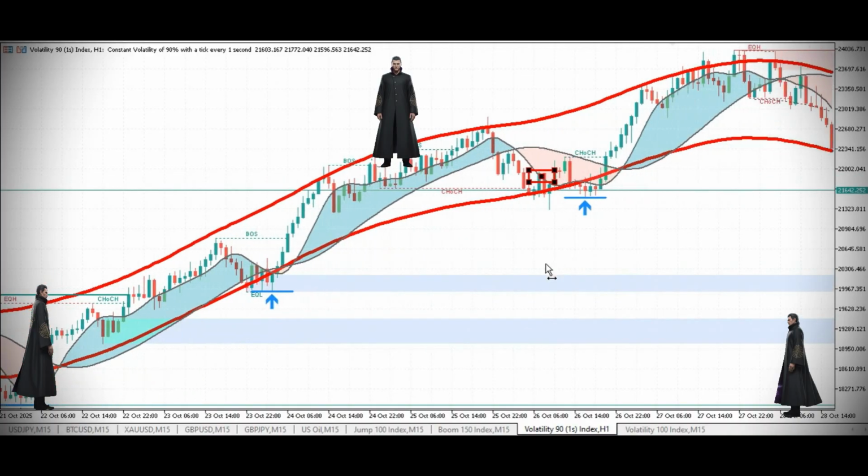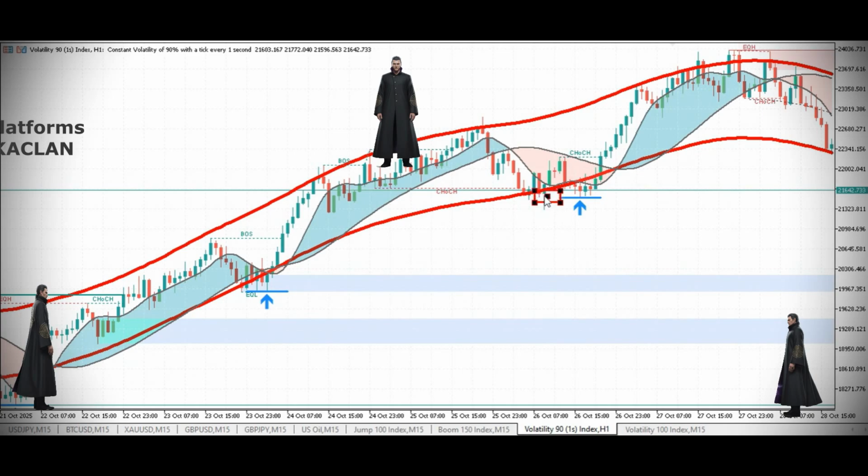So we would have waited again for price to come down, and then break above right here. We're taking more positions.